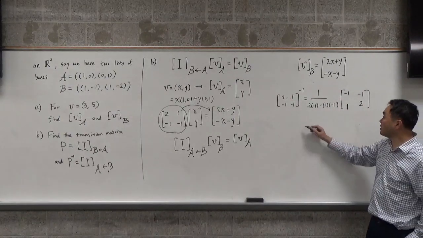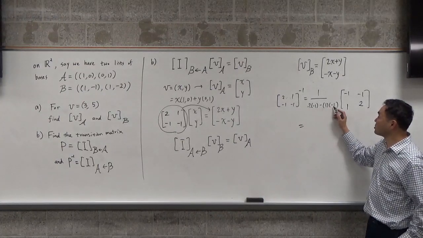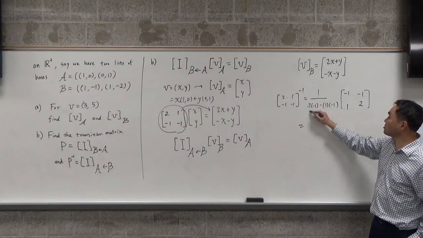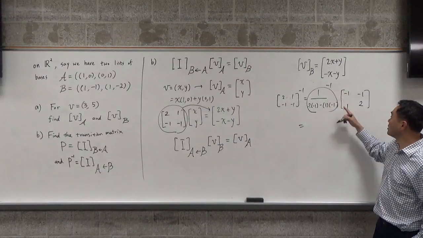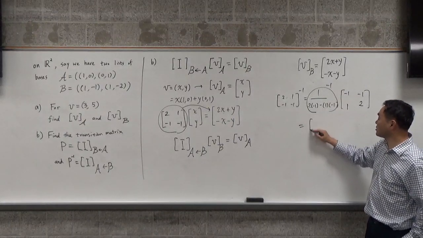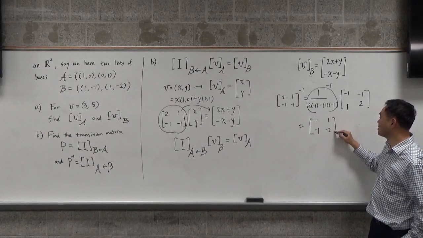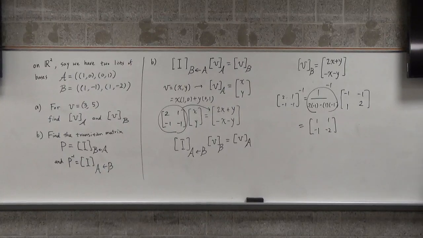You do this, and then this is negative 2 plus 1. So this is 1 over negative 1. That means this just gives you negative 1. So if you multiply negative 1, you get exactly 1 negative 1, 1 negative 2. So that's what you get. Right.